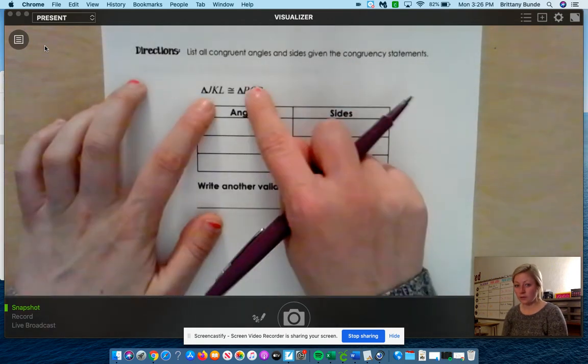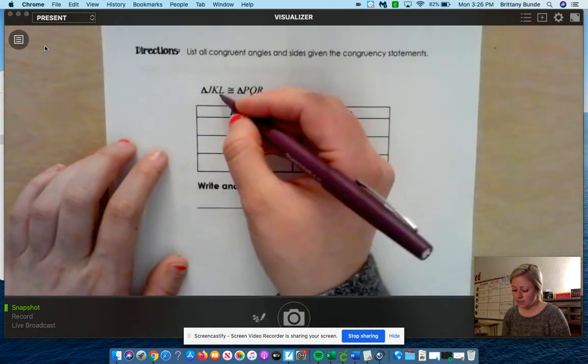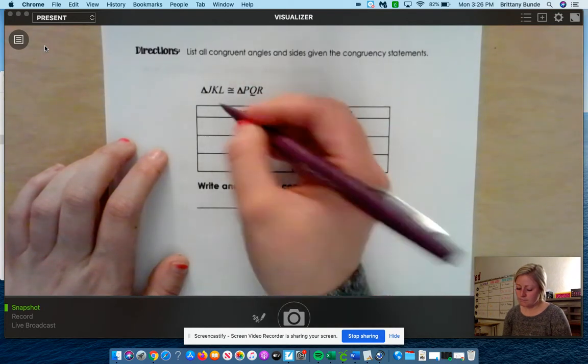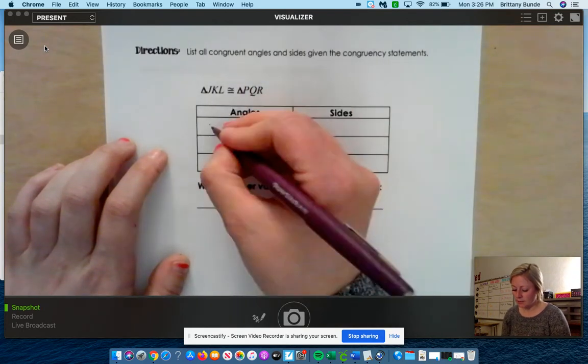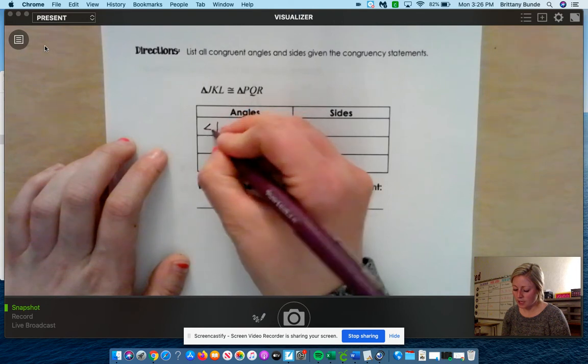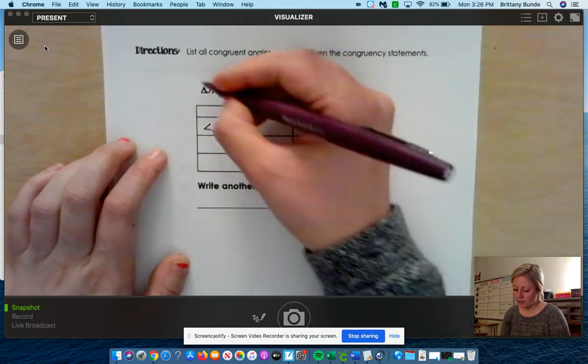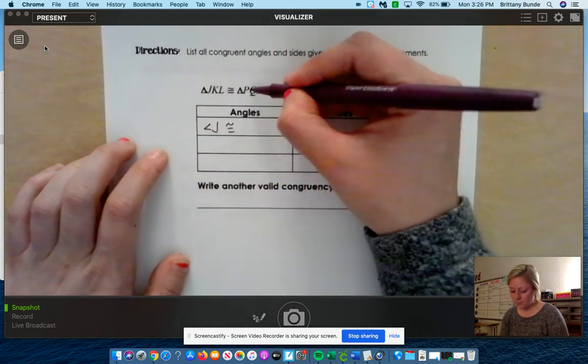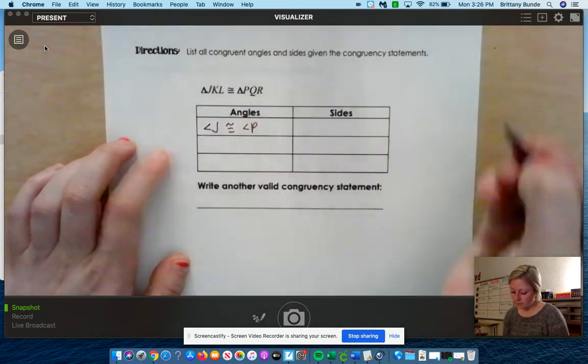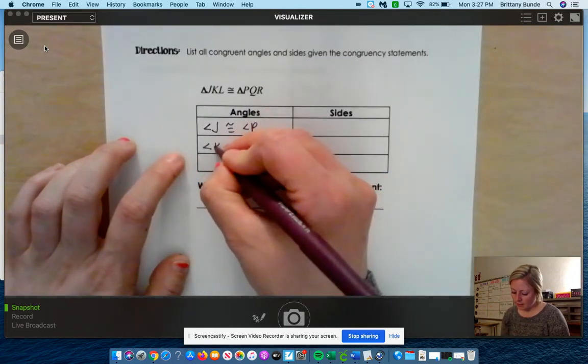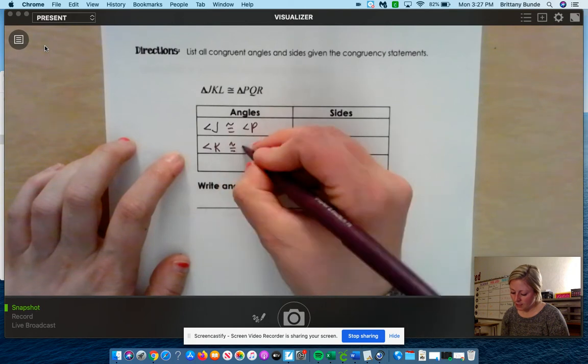We can just follow the letters here. So let's start with our angle. It says, what are your congruent angles? Well, angle J is congruent. Now just match. J is in the first spot. What's in the first spot? P. That's one. Now if I keep going, angle K is congruent to angle Q.